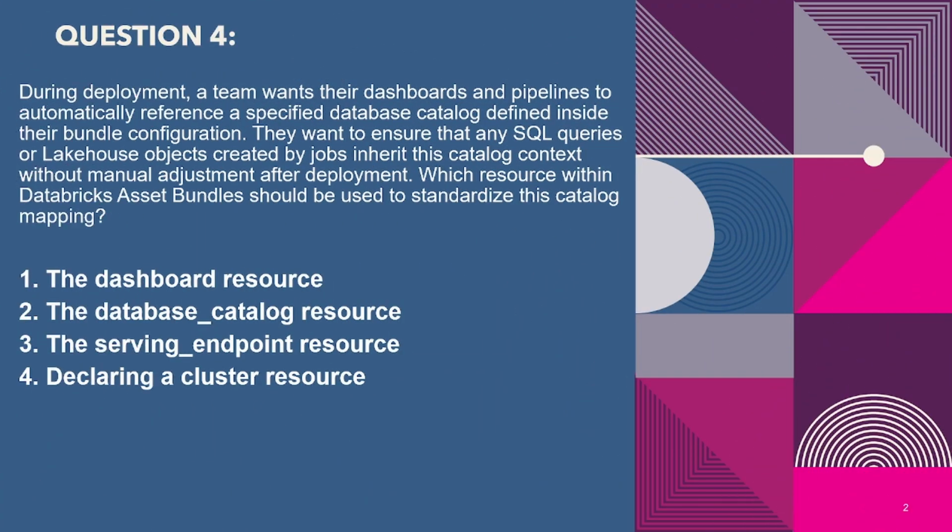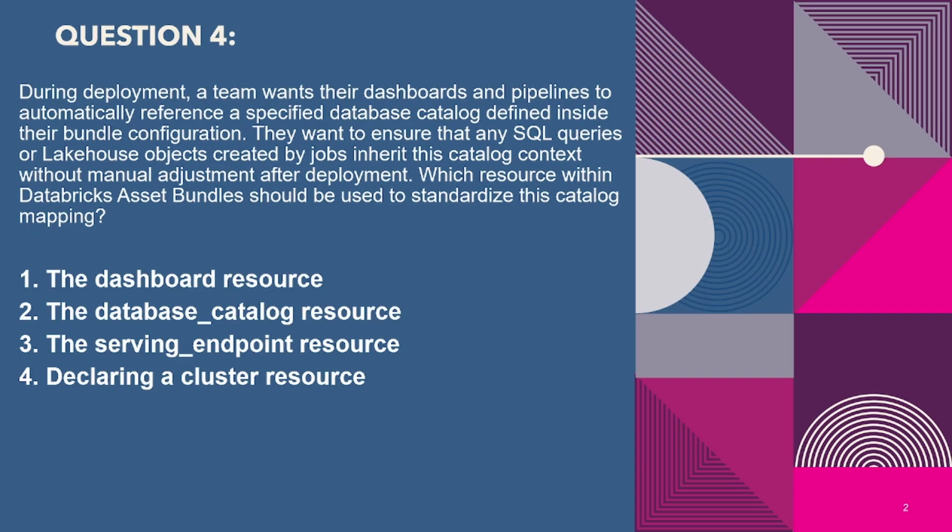So let's look into the fourth question. Imagine this. Your team is deploying dashboards and pipelines, and you want everything to automatically reference a specific database catalog defined in your bundle configuration. The goal is that any SQL queries or Lakehouse objects created by jobs should inherit this catalog context without anyone having to manually adjust things after deployment. Sounds like a dream, right? But the question is, which resource in Databricks asset bundles should you use to standardize this catalog mapping?